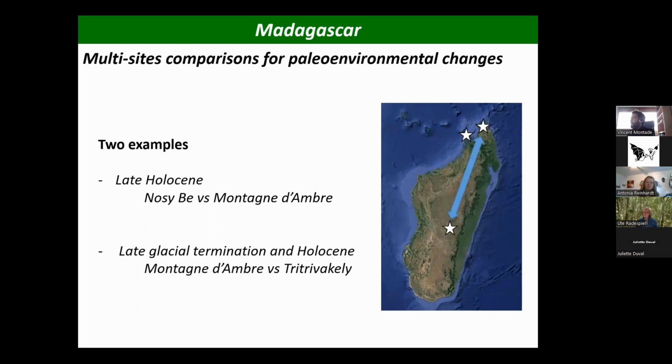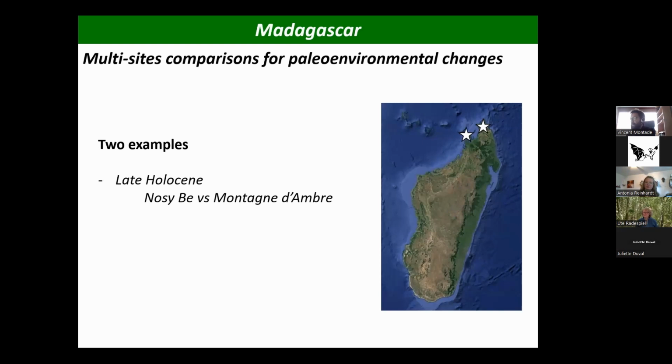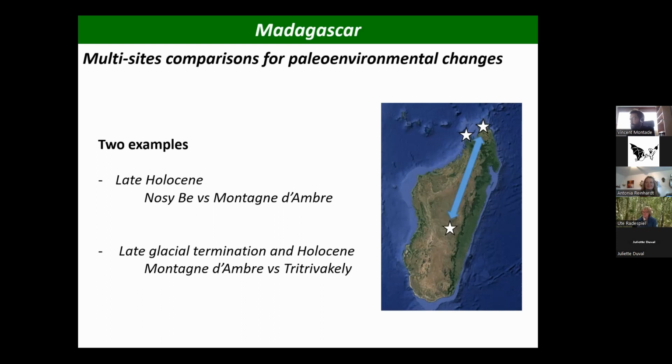The first example is focusing on the late Holocene, and I will compare the Nosy Bé results that Antonia just presented before with the Montagne d'Ambre, which is in the same region in the north of Madagascar. And then I will compare two other sites focusing on the late glacial termination and the Holocene. I will compare Montagne d'Ambre, in the north of Madagascar, based on our results, and the Trivakeli Lake record, the only one in Central Island going beyond the 2000 years before present, and encompassing also the late Quaternary, late glacial transition.